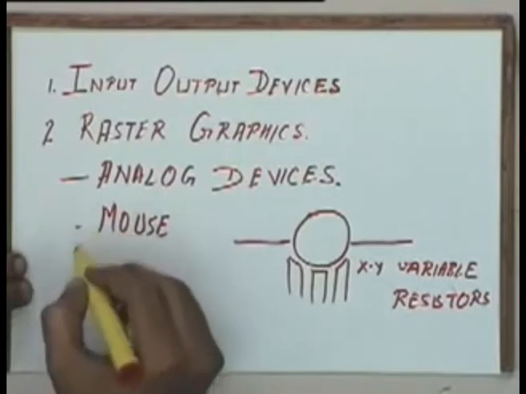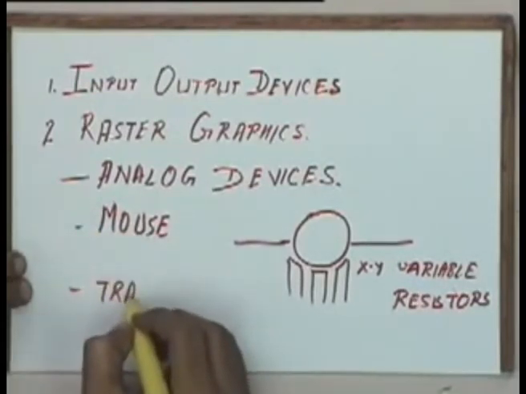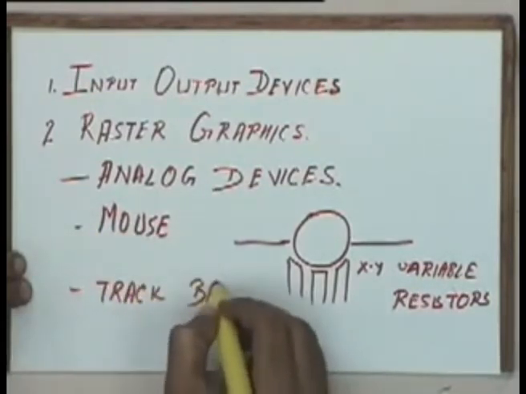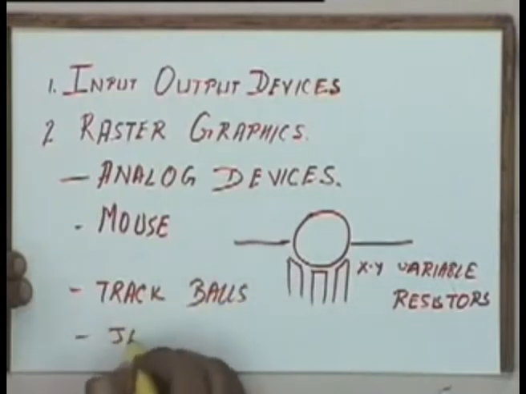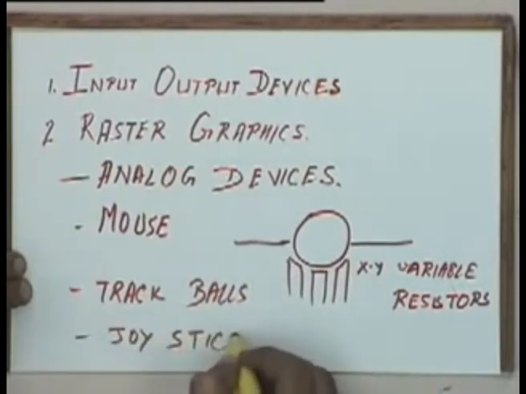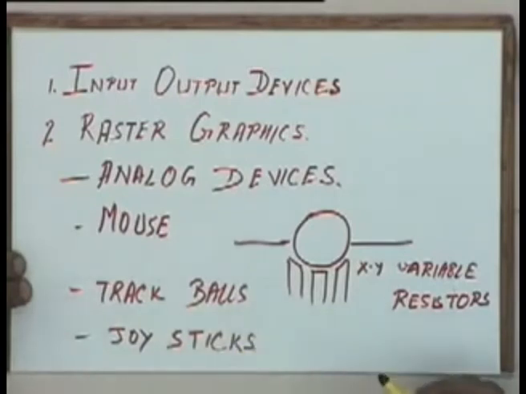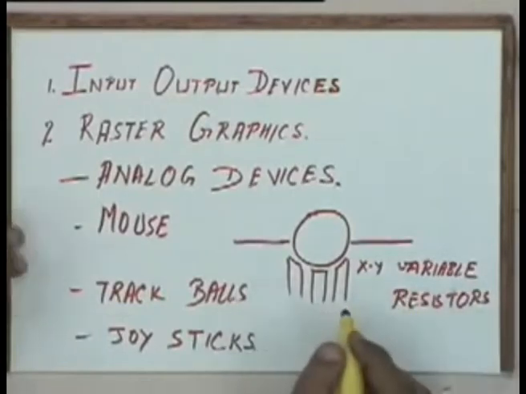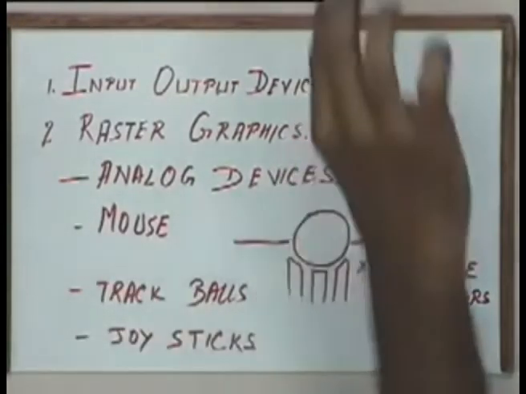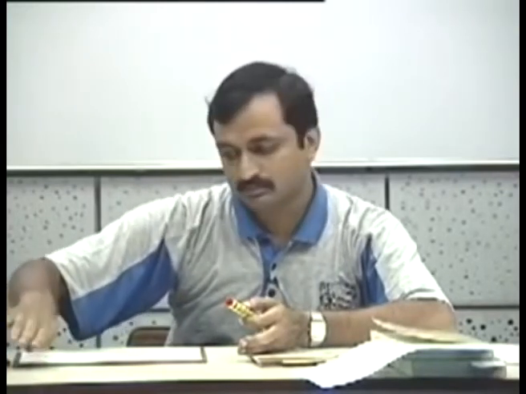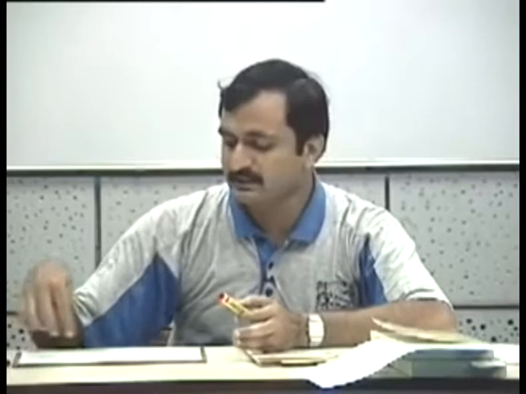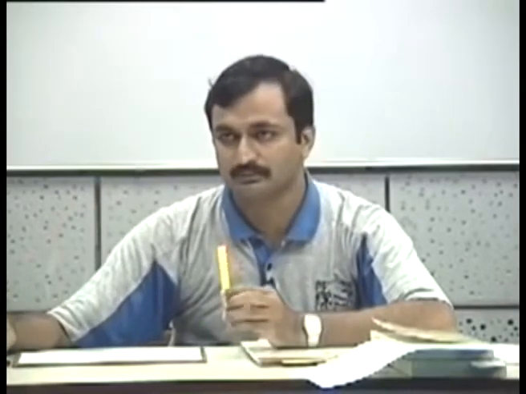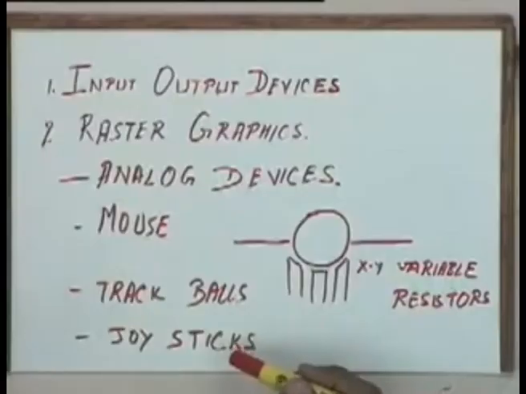Similar to a mouse, we also have trackballs and joysticks. Both of them work on similar principles. The trackball is a ball which is there almost next to the keyboard, and you can change the orientation of the ball, and that changes the position of the cursor on the screen. So that is a trackball. And joysticks, I presume you are all familiar with joysticks.